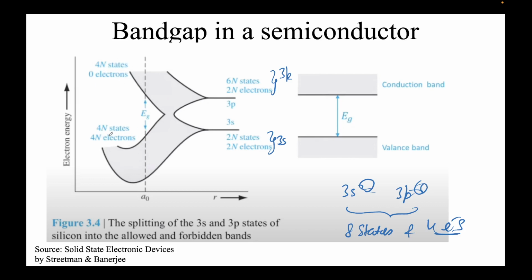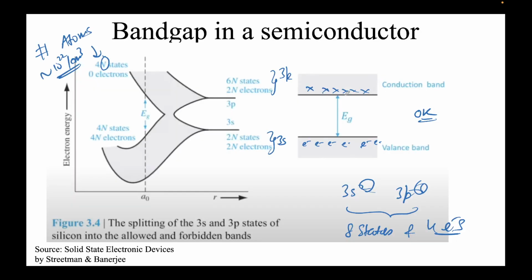These are the 4n states. 4n states here, and electrons will occupy only here. What is n? n is the number of atoms, which is 10 to the power 22 per centimeter cube. Such a huge number of atoms. There will be electrons here, and there will be nothing here at 0 Kelvin. When you increase the temperature, some of the electrons will go here, which we will see later.